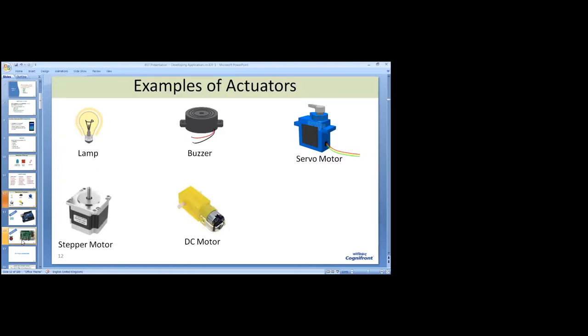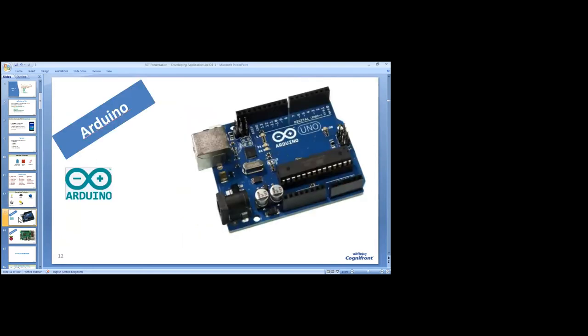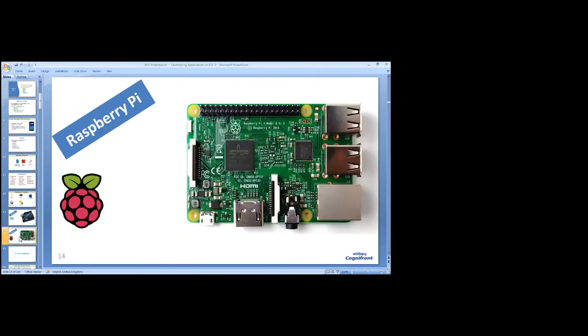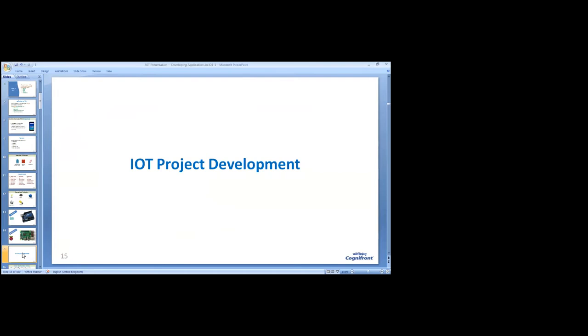Appropriate actuator to make some changes in the environment. And then we also have to consider a microcontroller like Arduino, or it could be Raspberry Pi. So with this brief introduction, let me continue to today's important point, that is IoT project development.